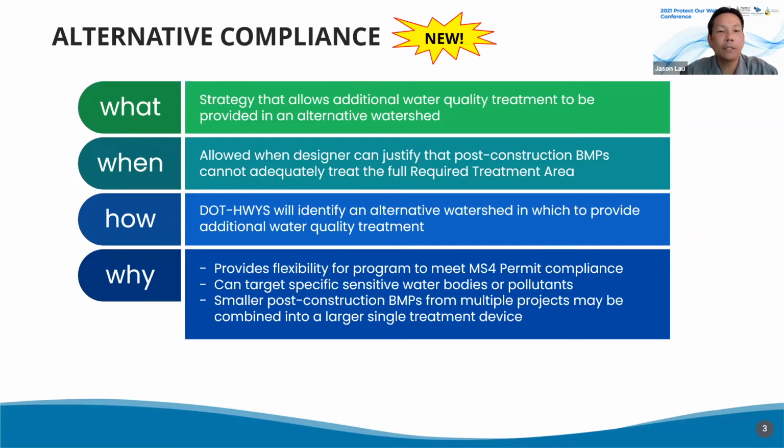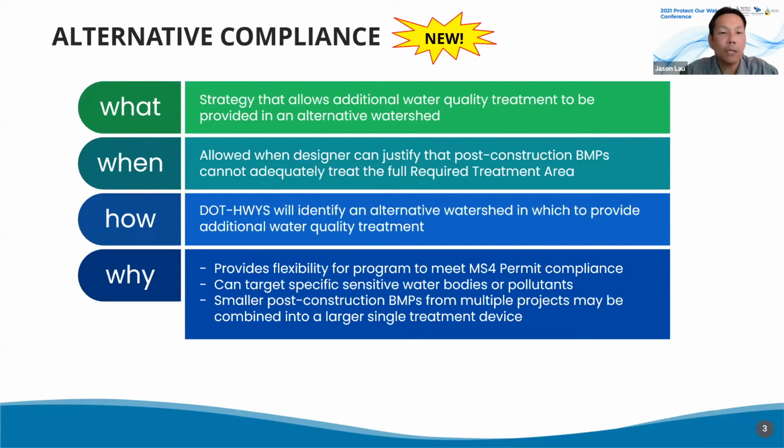And so there are several benefits to the alternative compliance program. Like I said, flexibility is one of them. It allows DOT to address water quality treatment in another watershed. And by doing so, for any watershed that has been identified as being impaired, they can focus more treatment into that watershed and provide mitigation at a faster rate.